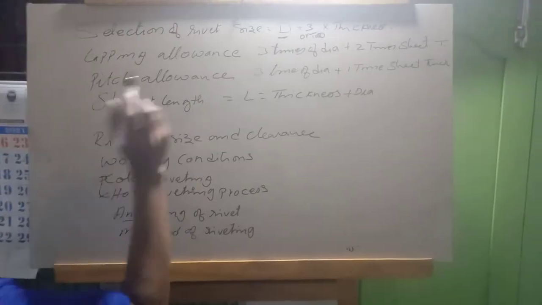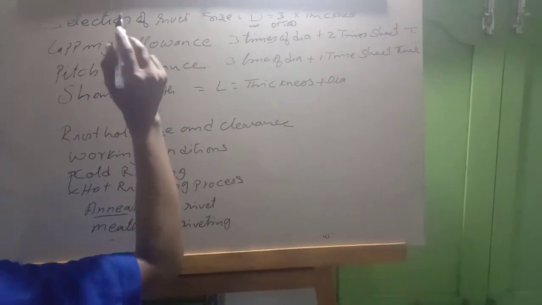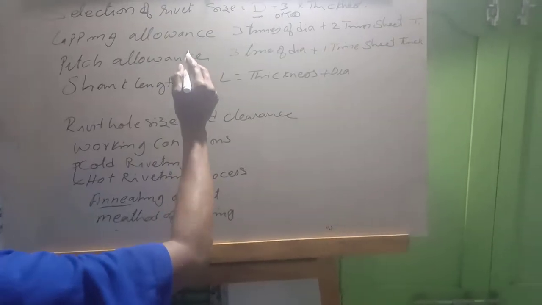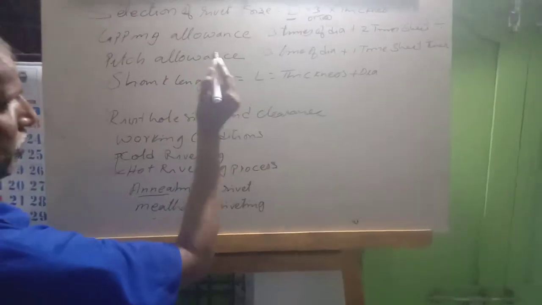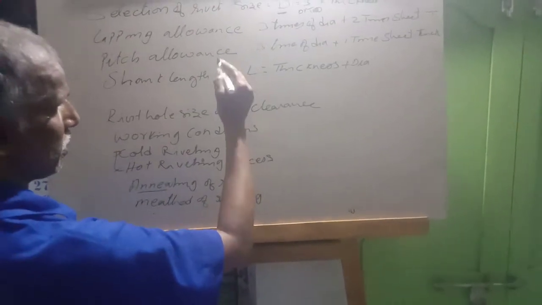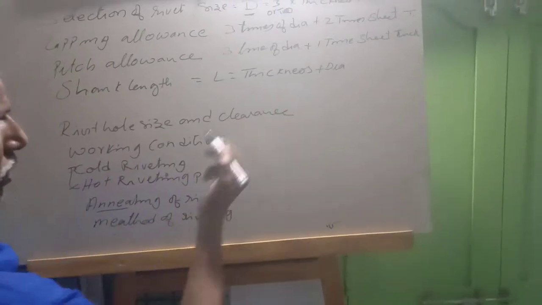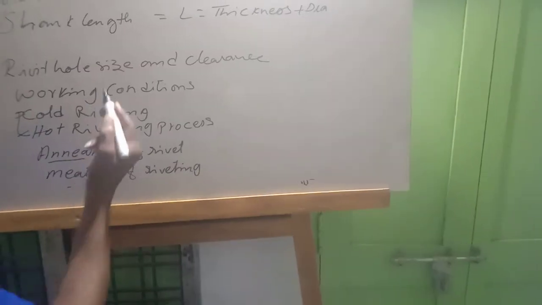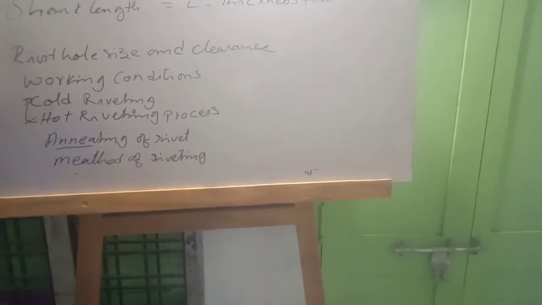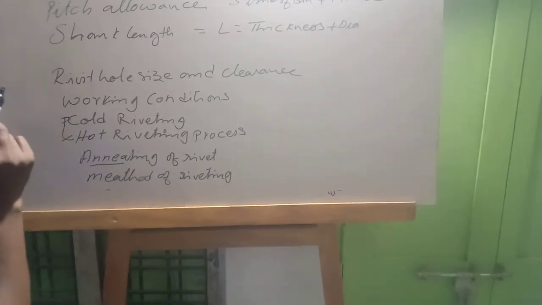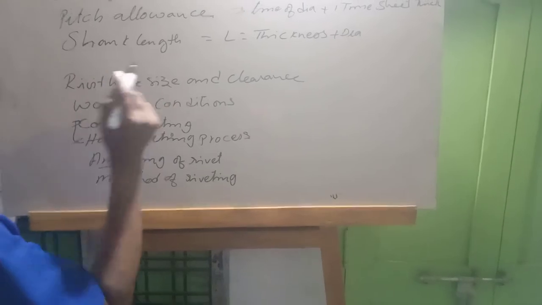Okay. In this class, what did we learn? Selection of rivet diameter. After getting the rivet diameter, how much lapping has to be done on the sheet. After lapping, how much pitch, the rivet to rivet distance, is 3 times the diameter. Shank length is the thickness of the 2 sheets plus the diameter, where we form the head shape. Rivet hole size has to be with minimum clearance. According to the working condition, we will select the clearance.